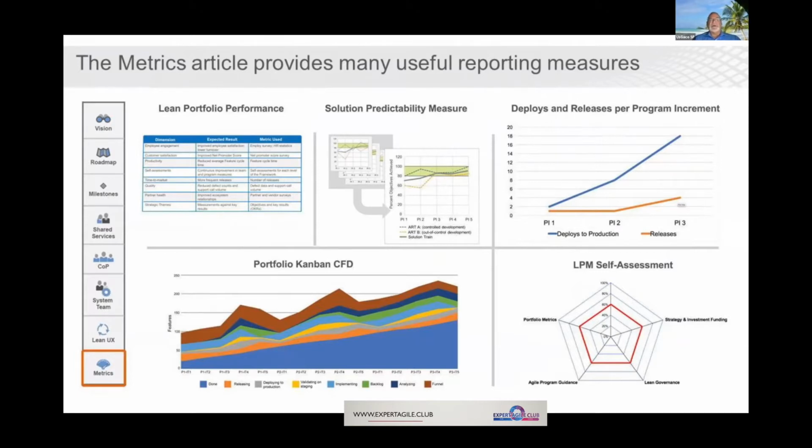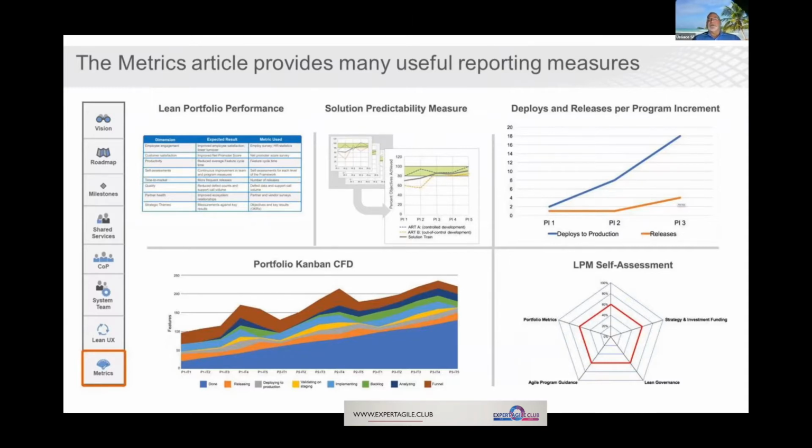This is something that happens in the PIs, the program increments, where teams have PI objectives, and that rolls up to the ARTs, and then that can roll up to the solution, and that can actually roll up to the portfolio. How predictable are we? If we give a particular Agile release train 1,000 points of work and they commit to doing it, how reliable are they at delivering it?